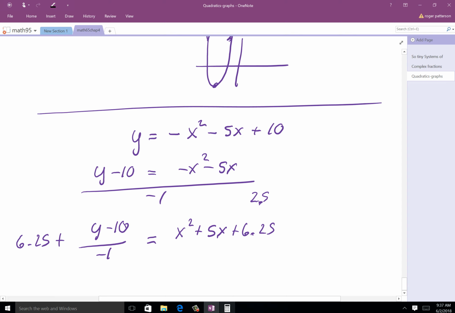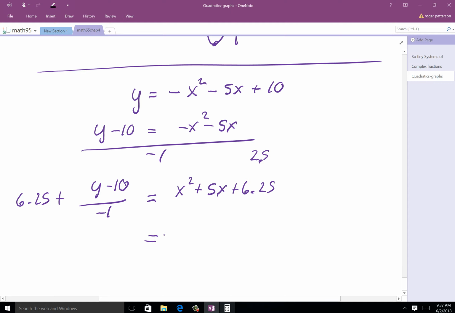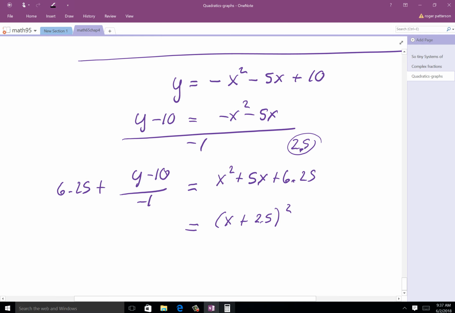Okay. Rewrite it. X plus 2.5 squared. Okay. This number always goes there, always does. This sign always drops down there. And then we'll multiply by -1.